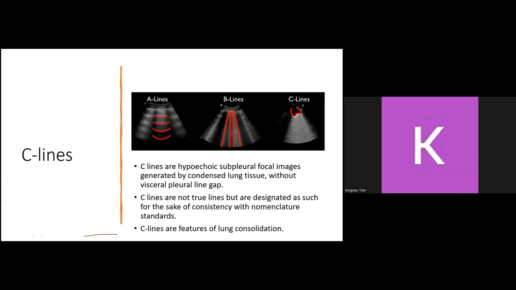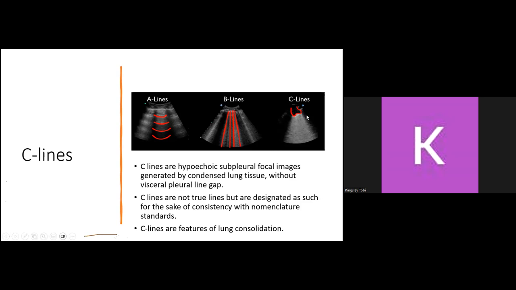Because of nomenclature, we have what we call C lines. These are not true lines per se, but they are features that are consistent with lung consolidation. So since we have A lines, which are horizontal, and vertical lines, which are B lines, there are these C lines, which are hypoechoic subpleural focal images generated from condensed lung tissue, without any visceral pleural line gap. What it means is that there's no separation in the pleural line, and they look like hypoechoic focal images. They are not true lines, but for the sake of consistency, we just call them C lines.